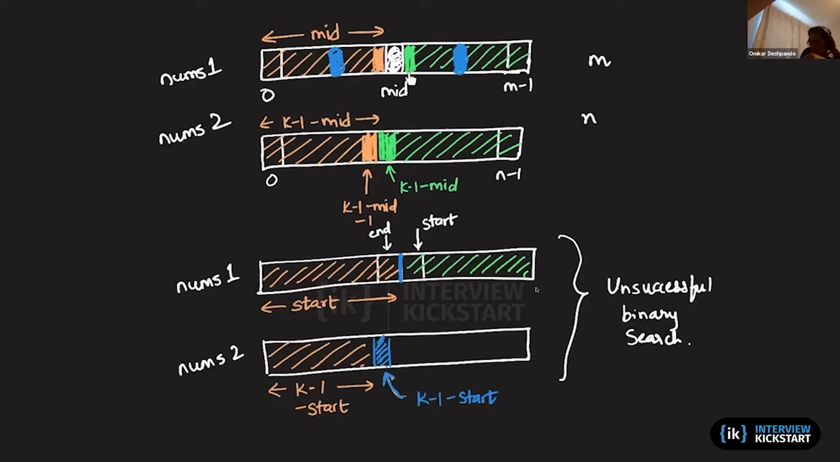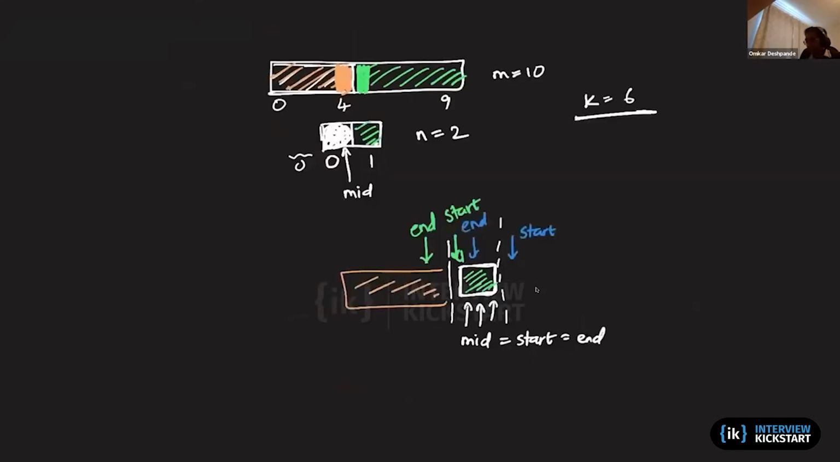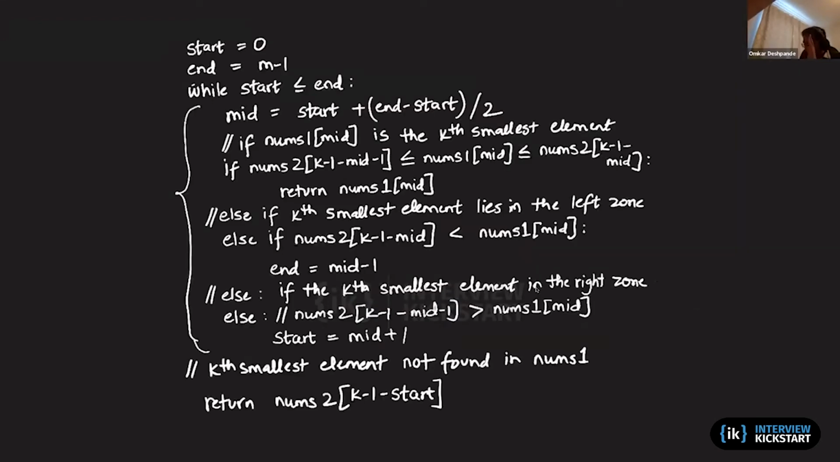Do we know the index of this? Yes, it's mid plus 1. Do we know the index of this? Yes, it's k minus 1 minus mid. I don't have to think. If I have the diagram with the labels, I don't have to think about what k minus 1 minus mid means. It's already whatever is in the label, I just blindly copy it.